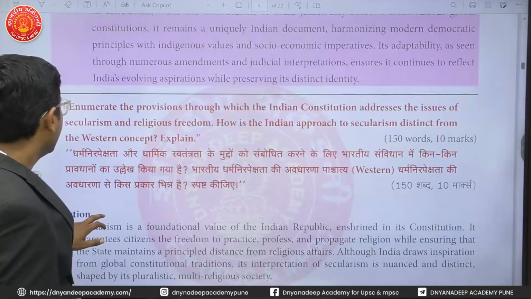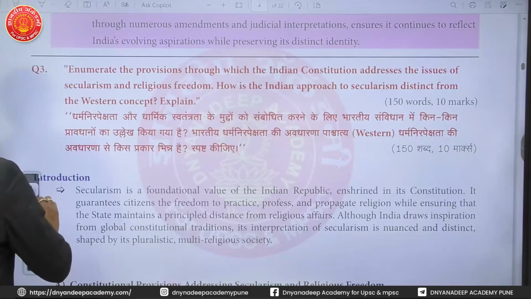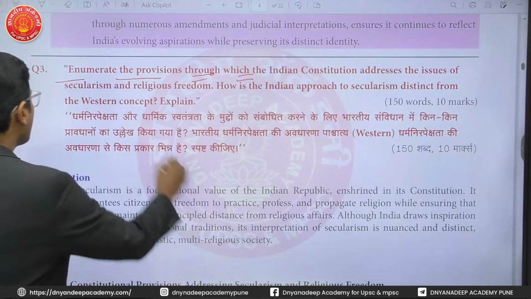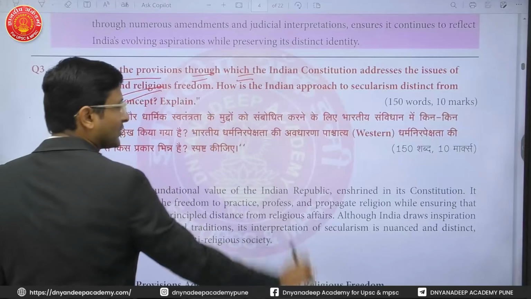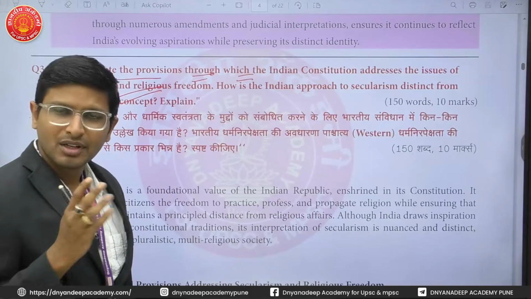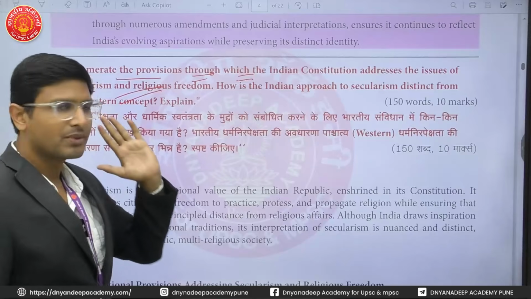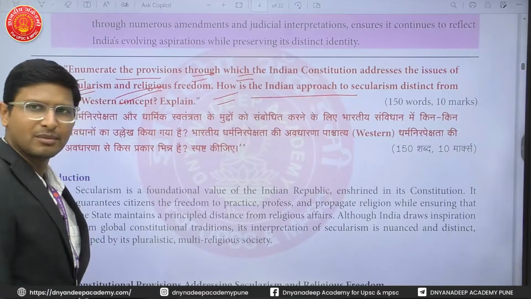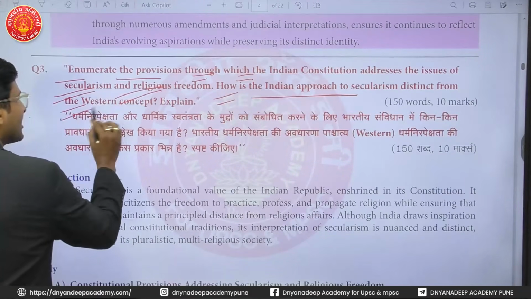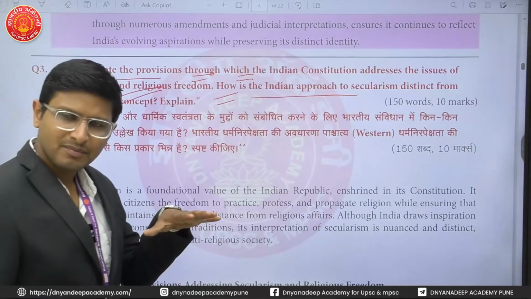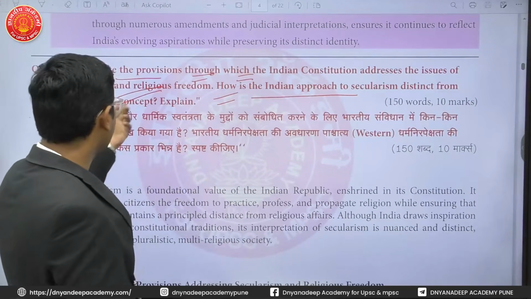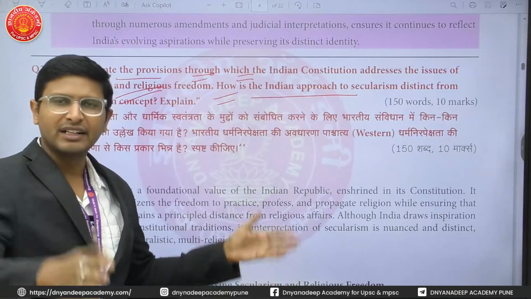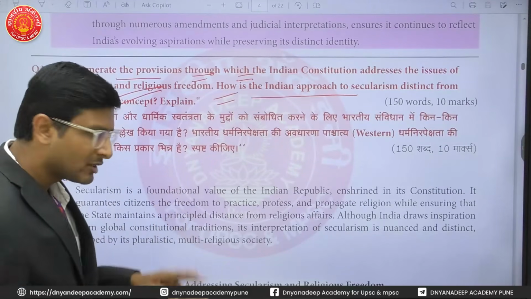Okay. Then the next question is about enumerating the provisions through which the Indian Constitution addresses the issue of secularism and religious freedom. So it is asking for the provisions in the Indian Constitution which talk about secularism and religious freedom. Then it also asks how the Indian approach to secularism is distinct from the Western concept. So first you talk about where secularism or religious freedom is in the Indian Constitution, then you talk about the differences between Western secularism and Indian secularism. Two things have been specifically asked there.